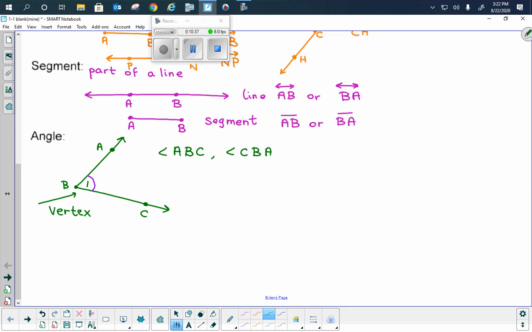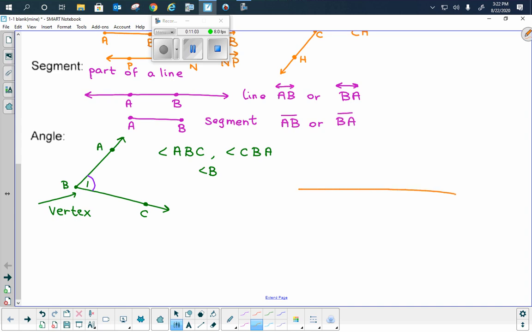However, you can sometimes label an angle with only 1 letter. In this case, where there's only 1 angle in the entire picture, I can also call this angle B, where that vertex lies. So those are the 3 ways I can label this angle. If there's more than 1 angle in the picture, you got to be careful with the 1 letter. Okay, so let's draw another picture to try to explain that.